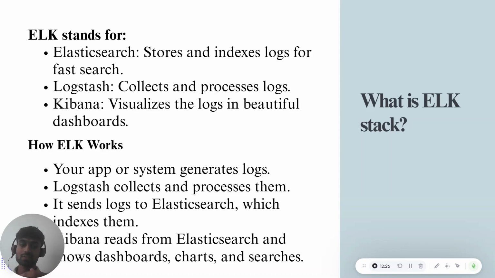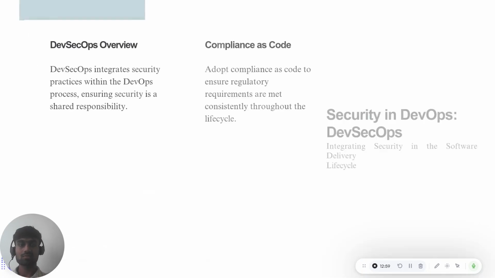So how does ELK work? There are certain steps it follows. Our app, whichever app we are using, or system generates logs. Then Logstash collects and processes these logs. These logs are sent to Elasticsearch. Then Elasticsearch indexes these logs, and then Kibana reads these logs from Elasticsearch and shows dashboards, charts, or searches. So this is what basically the ELK stack does.